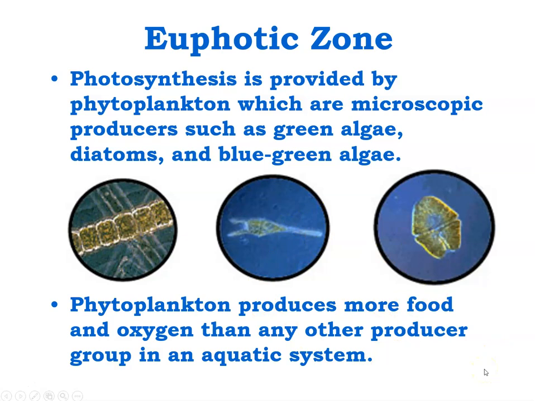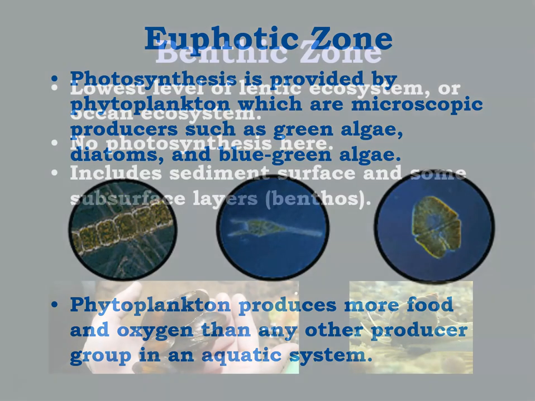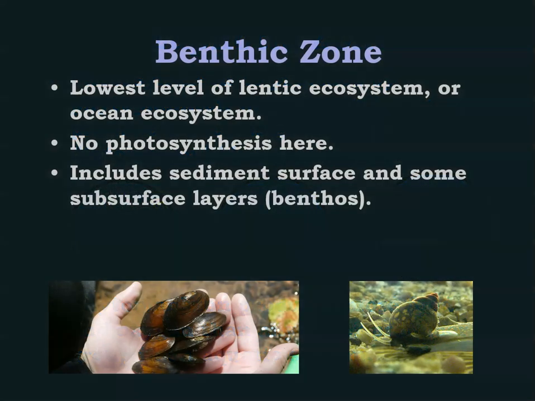They produce more food and oxygen than any other producer group in aquatic ecosystems. We often don't think about them as much. We think of the aquatic plants, but the photosynthesis, most of it coming from the lake, is coming from the phytoplankton. At the bottom, you have the benthic zone.